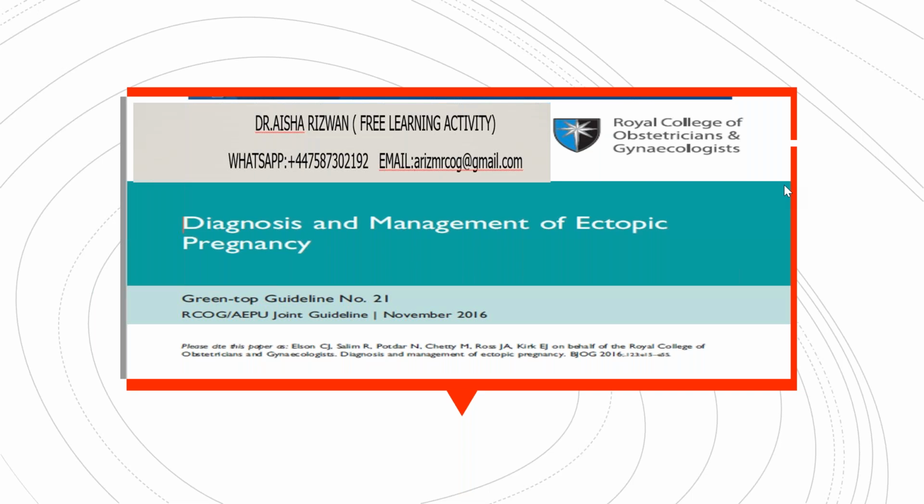Remember, this is an antifolate agent. Folic acid is required for the synthesis of all cells in mitosis, right? So if there is no folic acid, there can be abnormal growth of the cells. That is the mechanism of action of methotrexate.